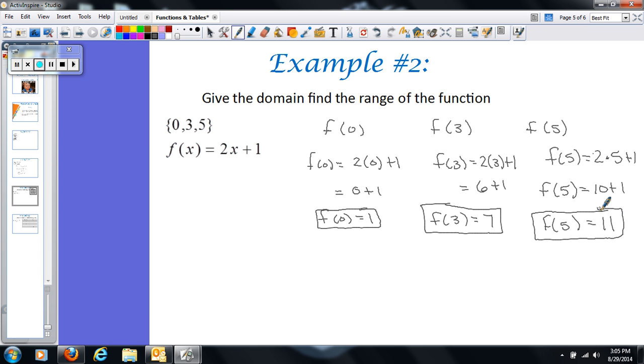Now, if we look at what we have, this is what we call set notation, and we know this is going to be our domain. Now we just found our ranges, so we're going to rewrite them in set notation, and you rewrite them in numerical order, smallest to largest.